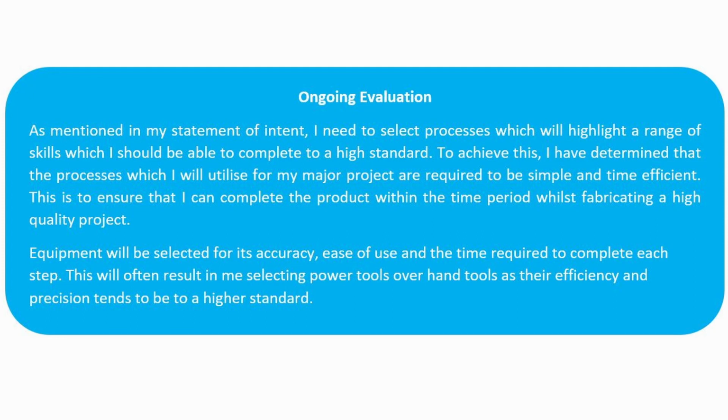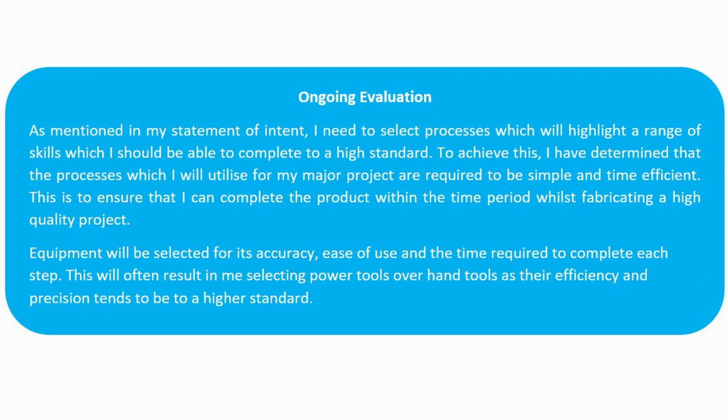Now, we've made it to the ongoing evaluation. I know the rest of the document is super long, and so we're going to try and keep this one rather short. So, an appropriate ongoing evaluation would go something like this. As mentioned in my statement of intent, I need to select processes which highlight a range of skills which I should be able to complete to a high standard.